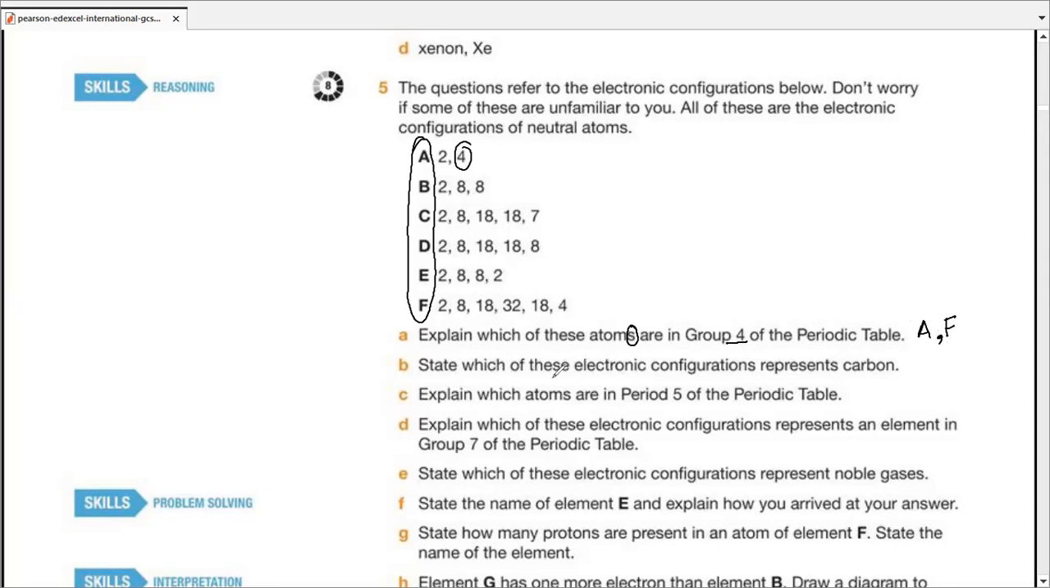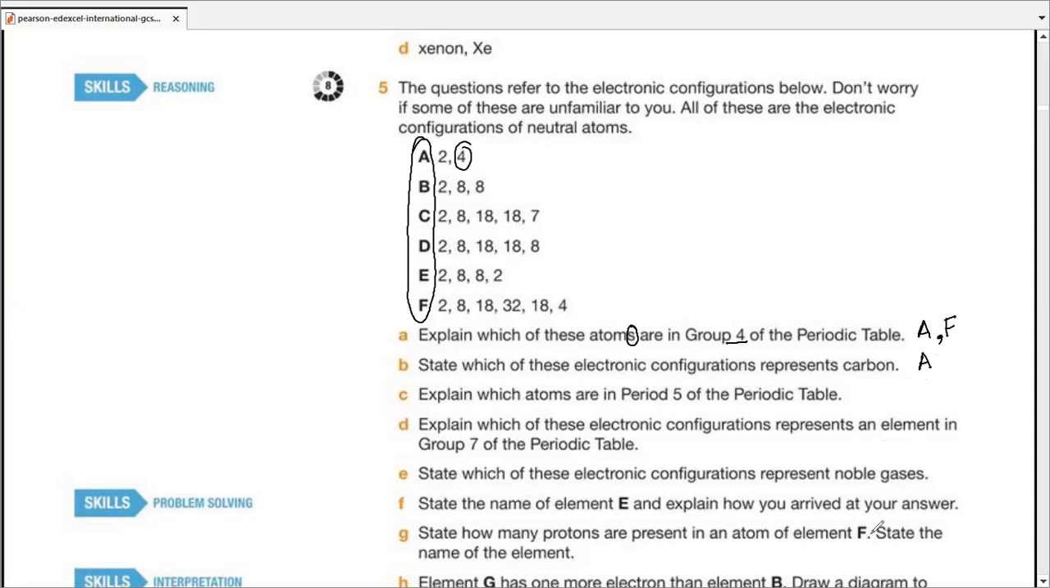Let's go for part B. Which of these electronic configurations represents carbon? Now you can take help from the periodic table. Among A to F, which one is carbon? No, of course not. Try again. It's A. Carbon, not calcium, carbon. All right, A. Good. Part C. Explain which atoms are in period 5 of the periodic table.